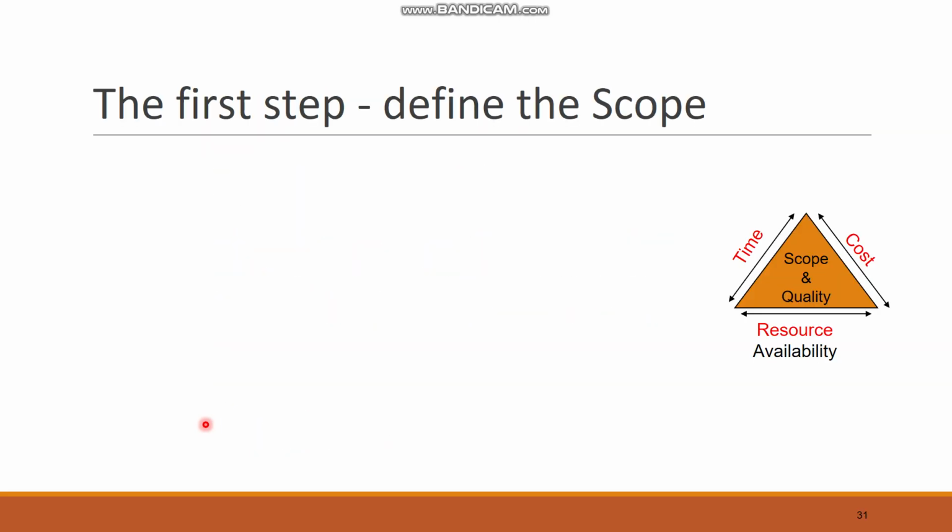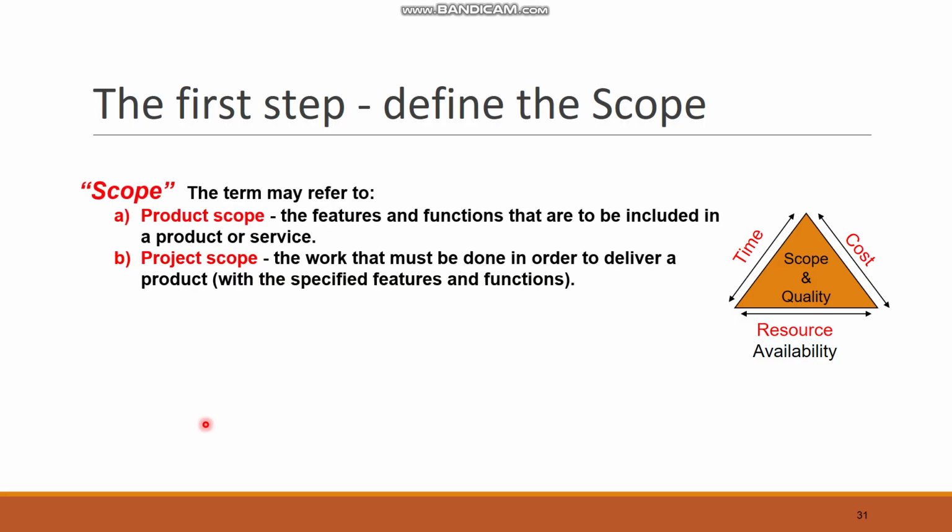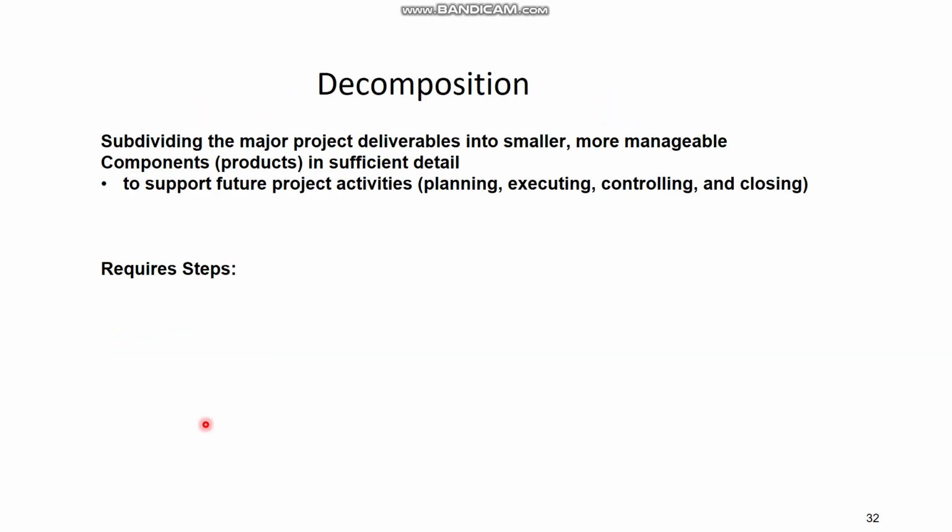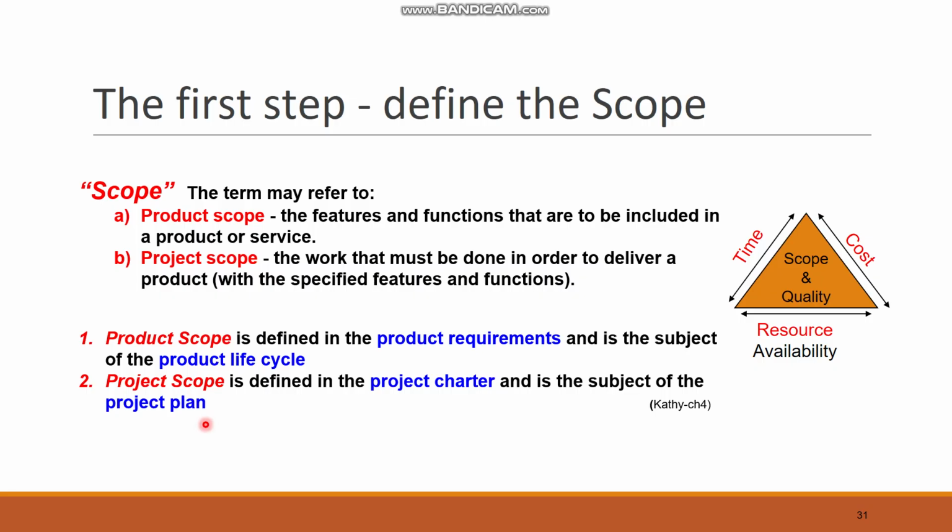So, scope definition. There are two scopes: one is product scope, one is project scope. The product scope is the features and functions that are to be included in the product or service. Project scope is the work that must be done in order to deliver a product. Product scope is defined in the product requirements and is the subject of the product life cycle, and project scope is defined in the project charter and is the subject of the project plan.